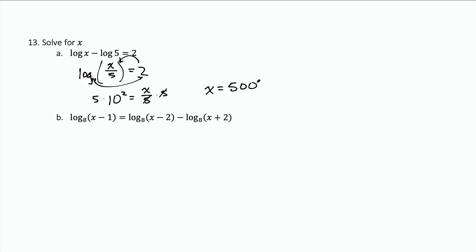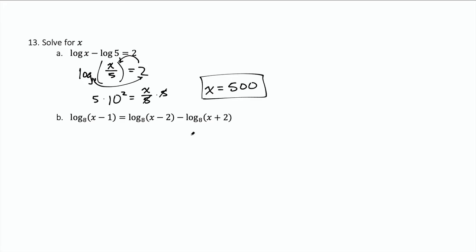It's important to always check that whatever solution you get to a logarithmic equation is actually a valid input in the original equation. 500, if I plug it in there, I have a log of 500. That's a valid input because I can only do logarithms of positive numbers. So there's our solution for part A.